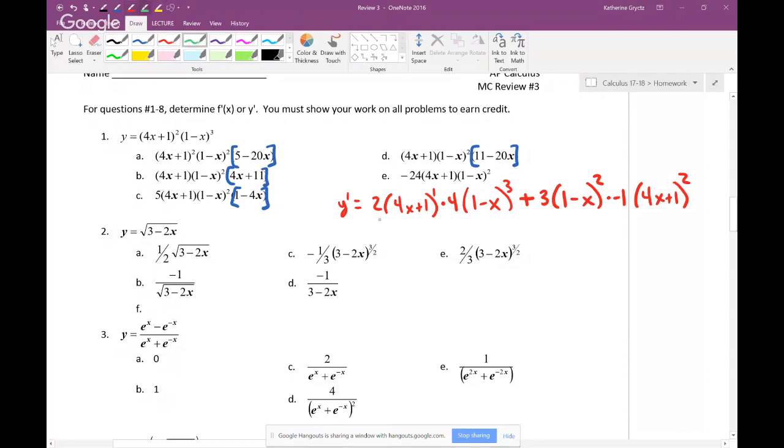All right. And then we've got these two terms, and instead of foiling everything out and trying to combine like terms, we can take out things that are identical in both of them, because they're exponents. So what could you take out of both terms? We can take out one 4x plus 1 and two 1 minus x.